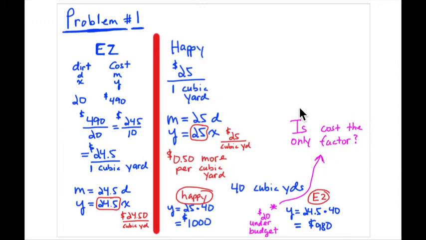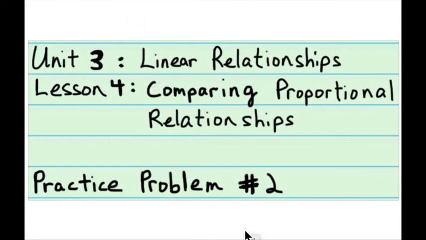There might be other factors involved, the reputation of the company, other information that you might have, whether or not you choose Happy Hauling, even though it's less, or you choose Easy Hauling, even though it might be a little bit more expensive. Might be a better deal. All right. So it costs you $20 less to use Easy Hauling. And this is problem number 1. This is practice problem number 2.